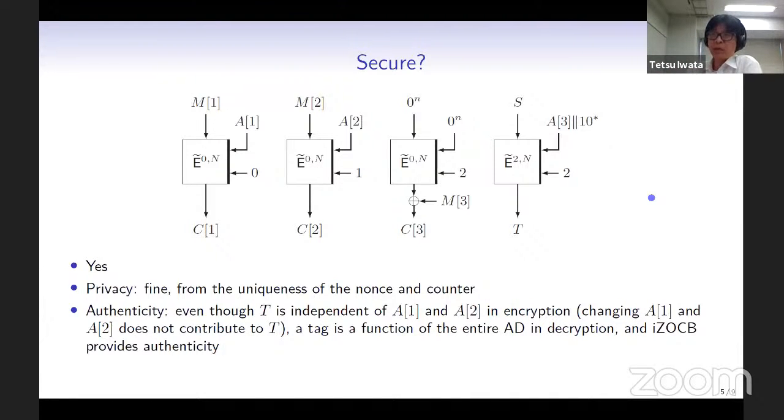For privacy, it is fine from the uniqueness of the nonce and counter, and for authenticity, even though the tag is independent of A1 and A2 in encryption in this figure, meaning that changing A1 and A2 does not contribute to the tag, the tag is a function of the entire associated data in decryption, and we can prove that IZOCB provides authenticity and it works fine.